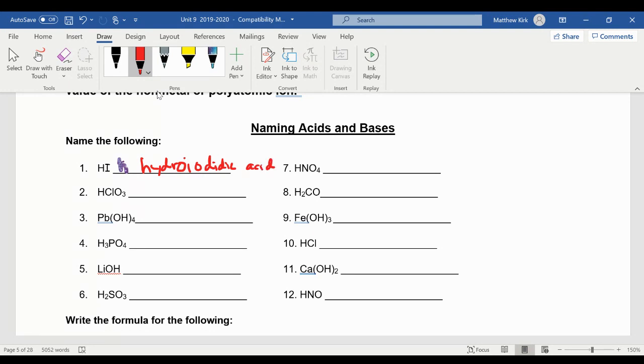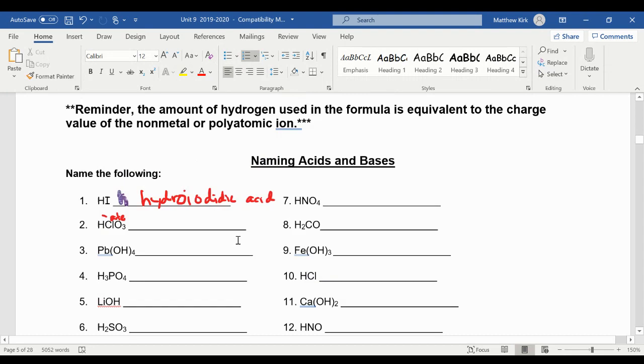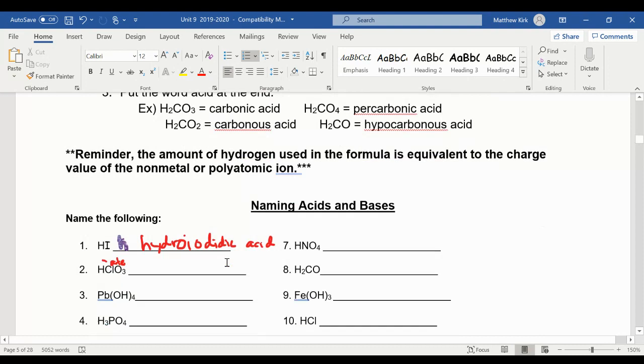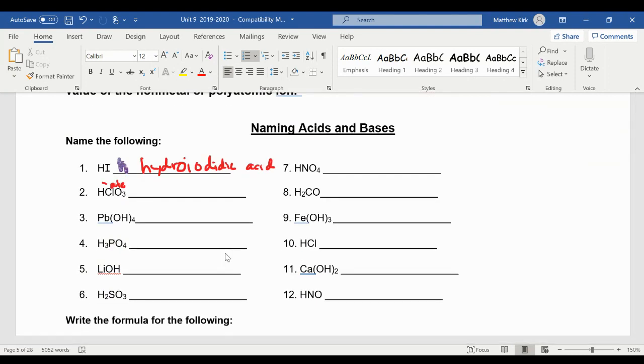Number 2. Again, it's an acid. Starts with hydrogen. But this guy is a ternary acid. It's hydrogen with a polyatomic ion. So I would ask myself, what is the ending of this polyatomic ion? Well, that is chlorate. So I know, scrolling up to my rules here, if it ends in ATE, I change the ending to IC. Now there's no prefix hydro, so it would just be chlorate changing to chloric, and then I would add the word acid. So just chloric acid.